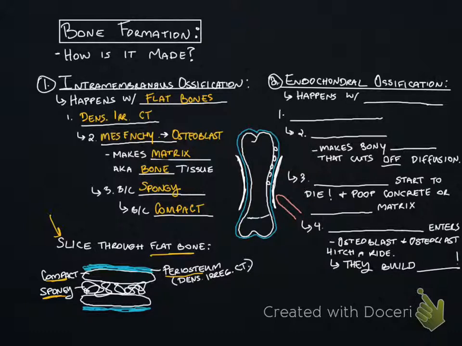All right, so now what about this second way? This is endochondral ossification. So it tells us that we're going to start with a cartilage base. And this is how we form long bones. Okay, so it starts with a hyaline cartilage model.